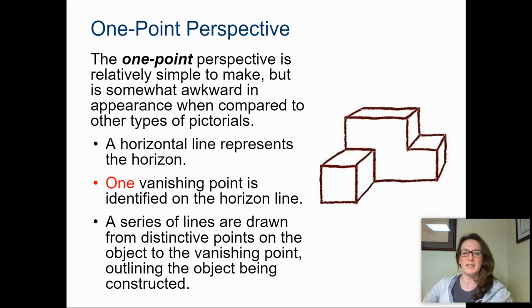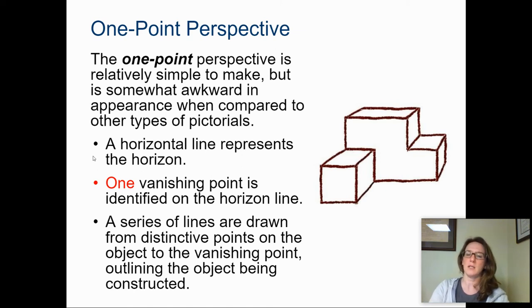So 1-point perspective is simple to make. Okay, so there's a single vanishing point on the horizon line. I'm not really going to talk about how to do that right now. There's a lot of words on this paper. It says it's relatively simple to make, but is somewhat awkward in appearance when compared to other types of pictorials. I disagree.